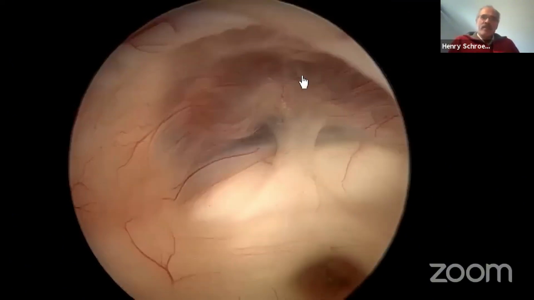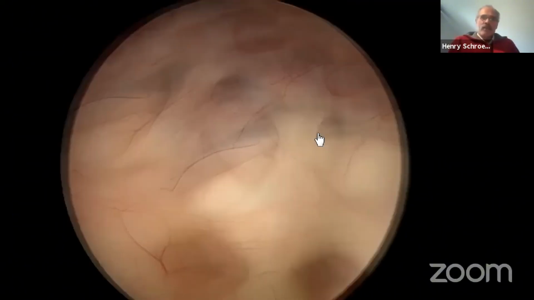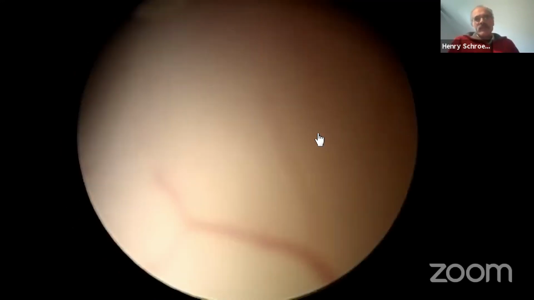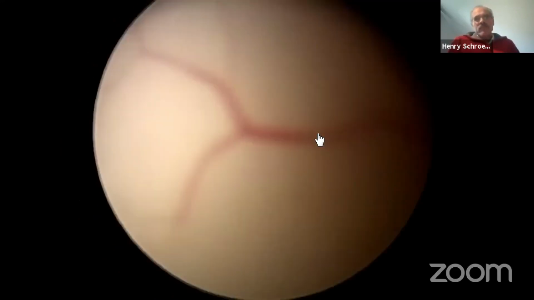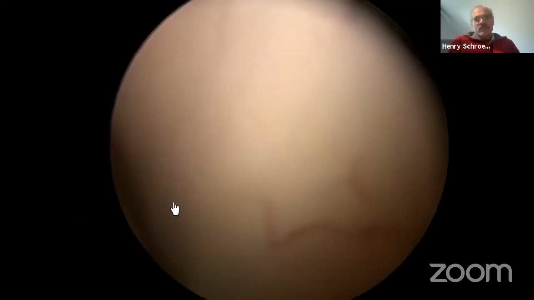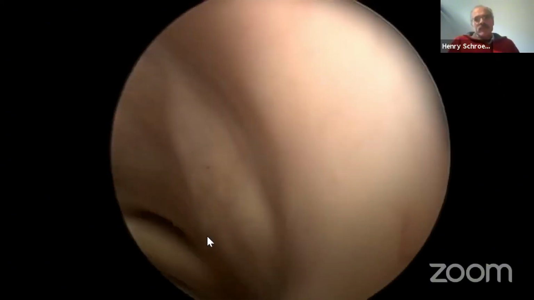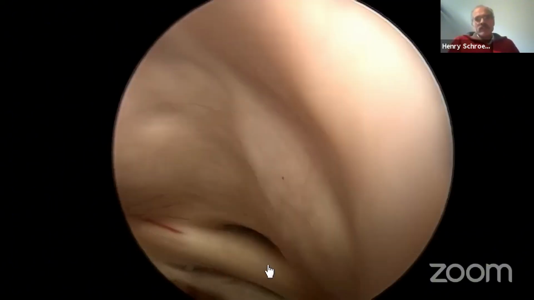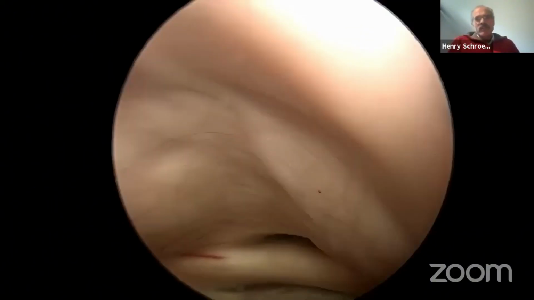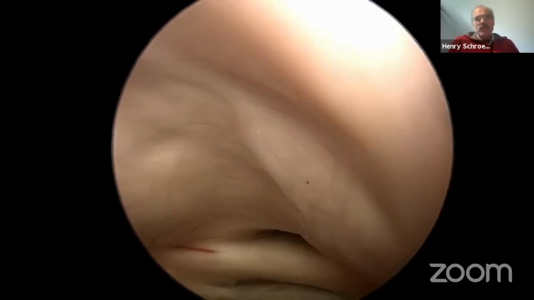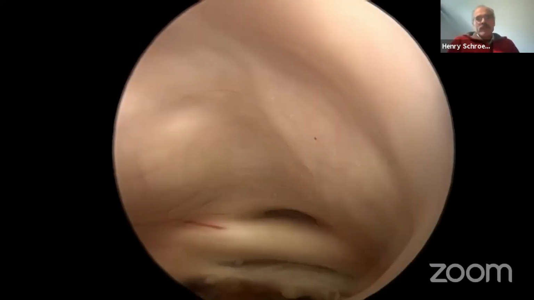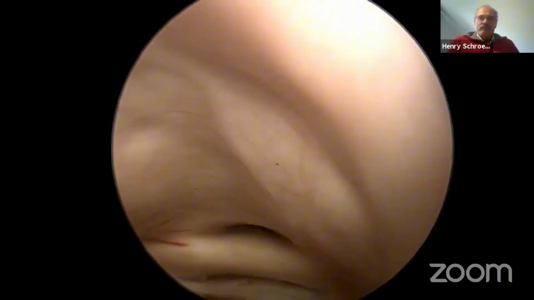Here again you see the lamina terminalis. Then we look back 180 degrees to the back, and you see the aqueduct. You see the big one is the posterior commissure, pineal recess, habenular commissure, and entrance into the aqueduct, and this is the roof of the third ventricle.